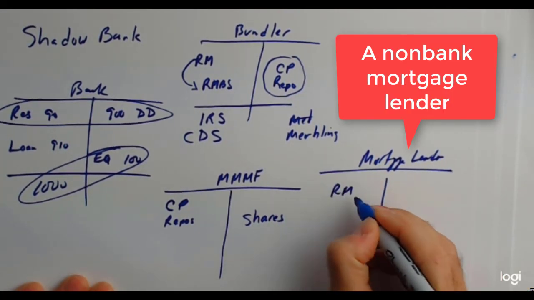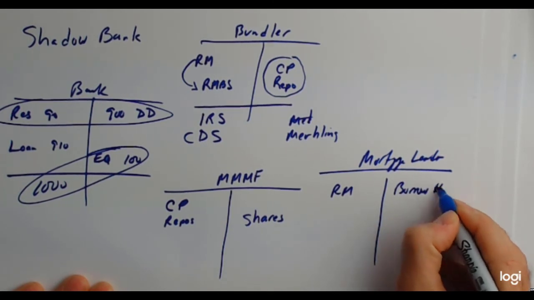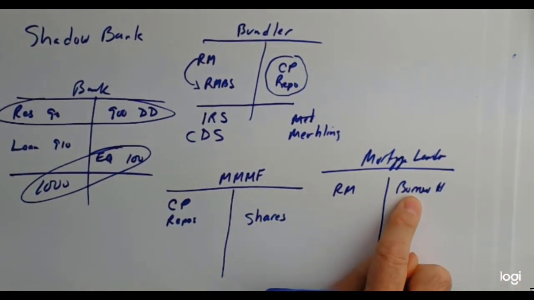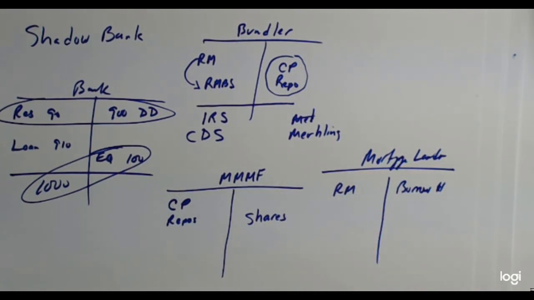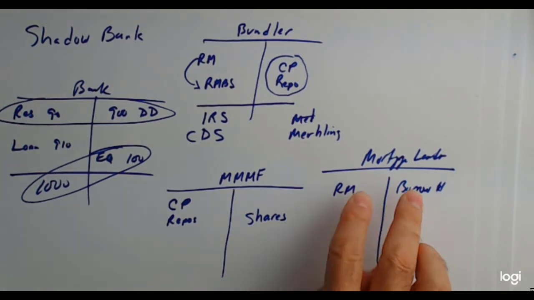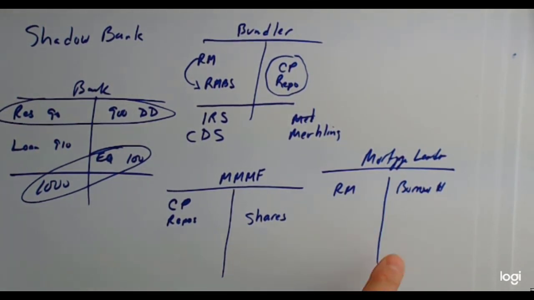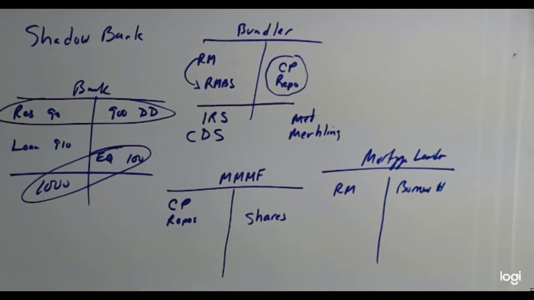So a mortgage lender originates residential mortgages and borrows money. But notice, it's borrowing money in the debt market. It's not taking deposits, so it doesn't have reserve requirements. And if it's a mortgage lender, it's not going to have capital requirements like banks have. So again, these guys can avoid all the heavy regulation simply by not taking deposits and borrowing money instead.